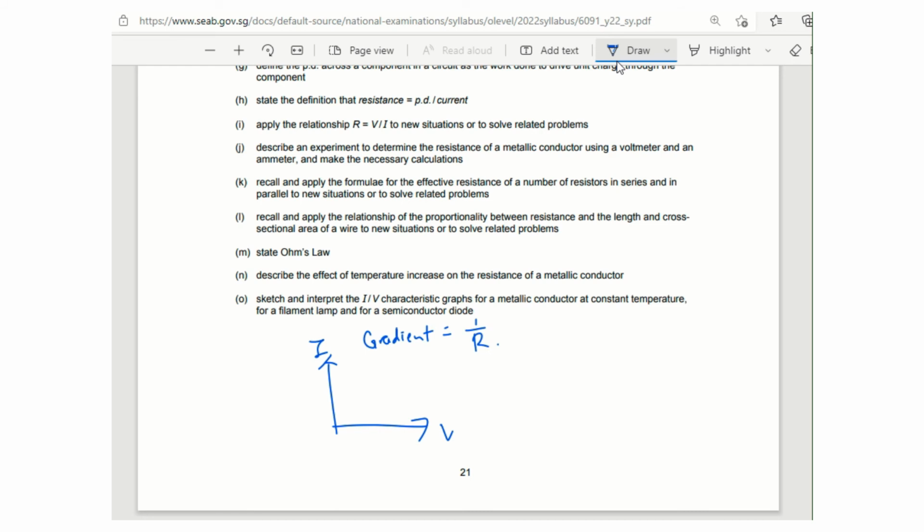If I have a metallic conductor at constant temperature, it is an ohmic conductor. So V and I are directly proportional to each other. It should be a straight line passing through 0. Next, for a filament lamp, when I increases, the resistance will increase. In other words, the gradient will decrease with increasing current. So it looks something like this.